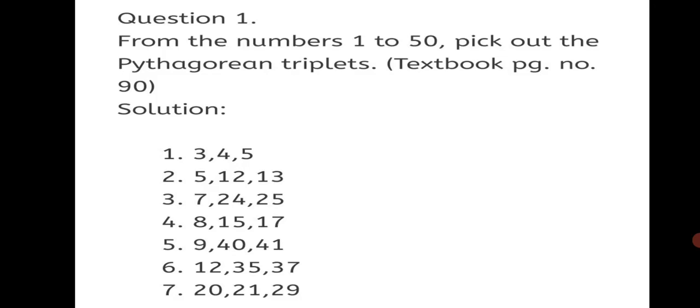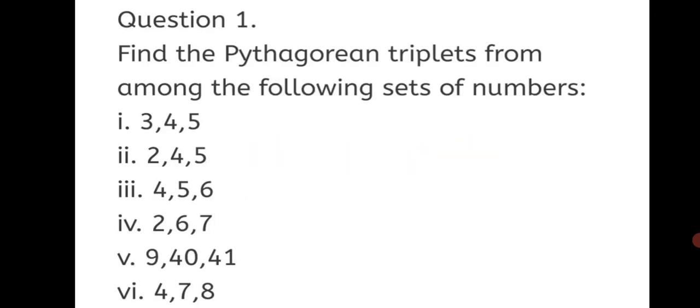So now let us begin with practice set 49. Question 1. Find the Pythagorean triplets from among the following sets of numbers. So here we have sets of numbers. 6 questions are given to you. One by one we will solve and check whether they form a Pythagorean triplet or not.